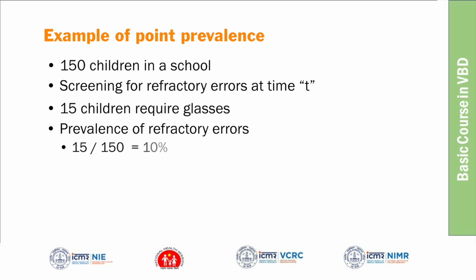Excellent. So many of you are getting the answer. So how did you calculate? The numerator is the total number of children who required glasses, that is 15. The denominator is the total number of children for whom screening was done. So 10%. Excellent. We can close the chat box. So I think point prevalence is very clear.